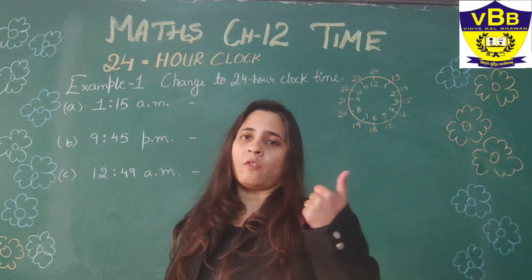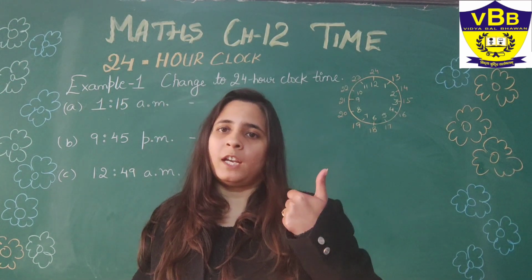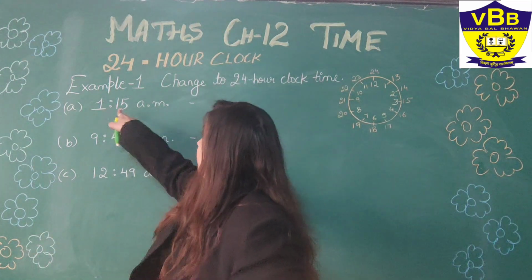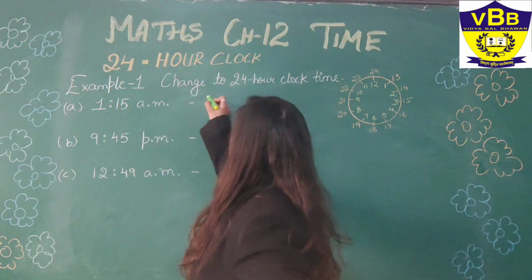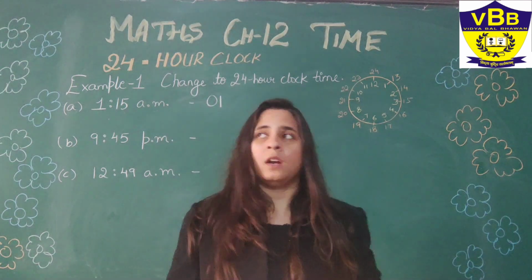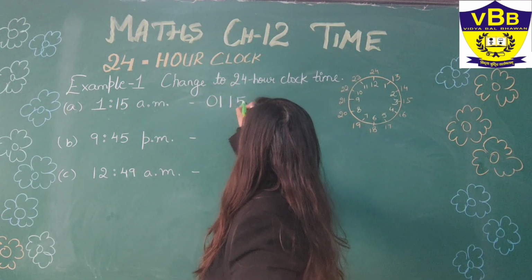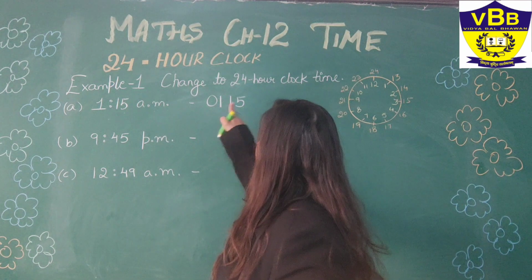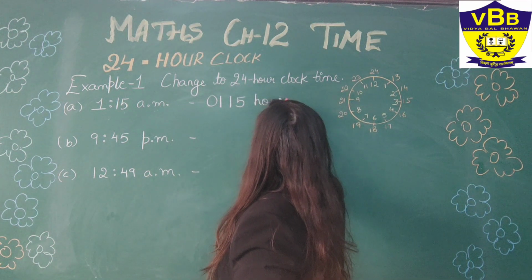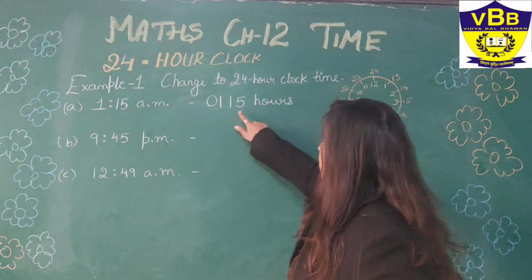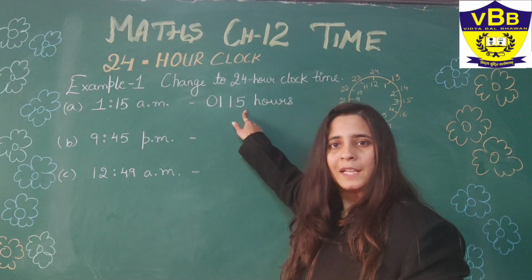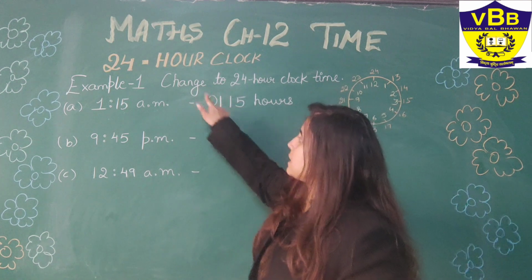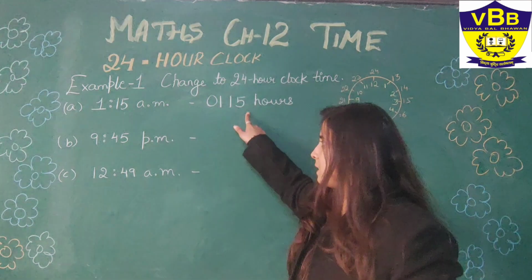In the 24-hour clock, when we write time, the one basic thing we need to keep in mind is that there should be 4 digits. So for 1:15, 1 can be written as 01, that means 1 hour, and 15, that means 15 minutes. So it will become 0115 hours. The main thing you need to keep in mind is that there should be 4 digits when you are converting the time into the 24-hour clock, and it will be written as hours. So 01 means hour and 15 will become minutes.